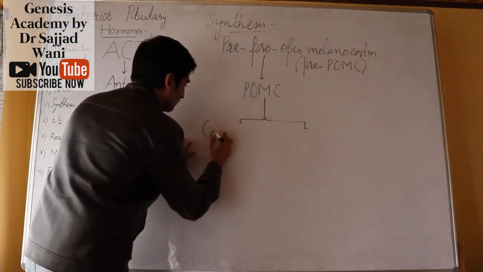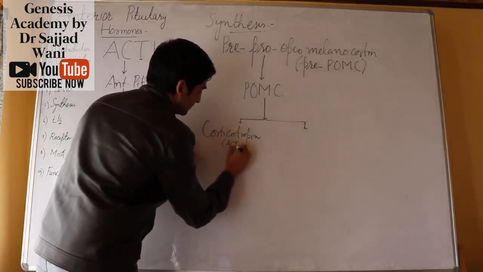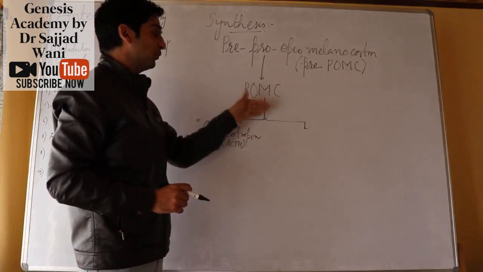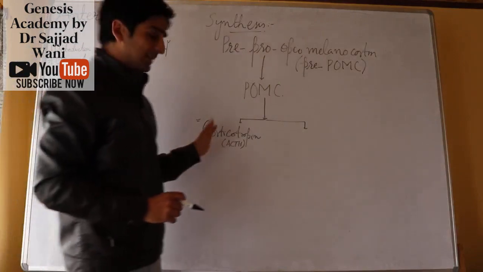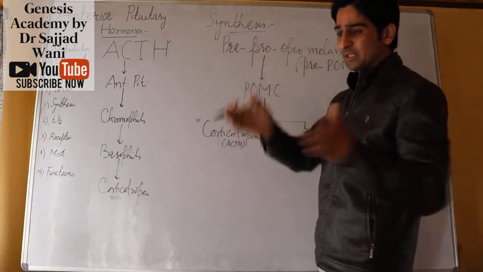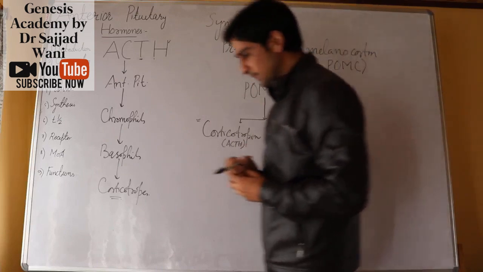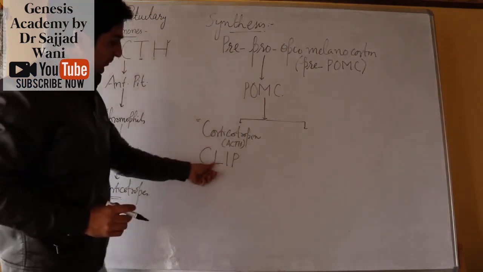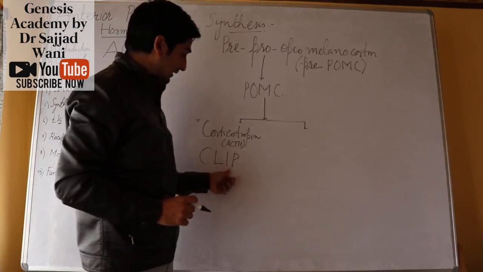For example, it forms corticotropin. So it is a precursor of corticotropin or ACTH. You must remember, the precursor molecule for the corticotropin or ACTH is the pro-opio-melanocortin, and the precursor of this POMC is the pre-POMC. Right? In addition to corticotropin, it also forms a number of molecules. This long polypeptide chain breaks down and forms a number of peptides and peptide fragments, for example corticotropin. It also forms another molecule which is known as CLIP, corticotropin-like intermediate peptide.